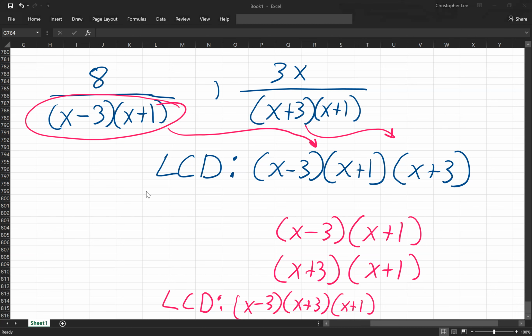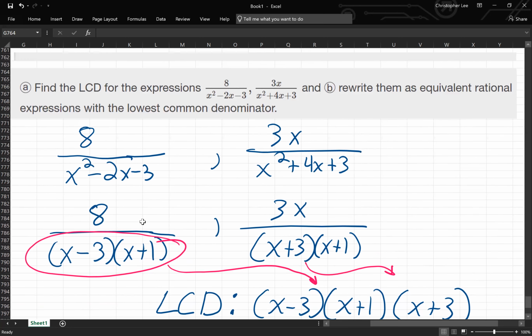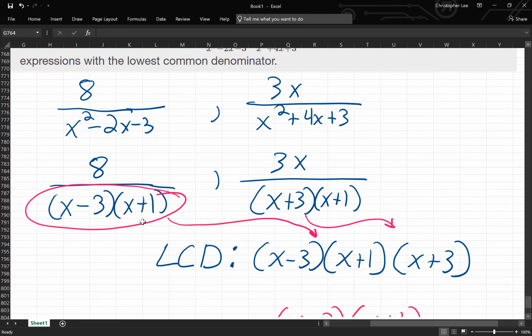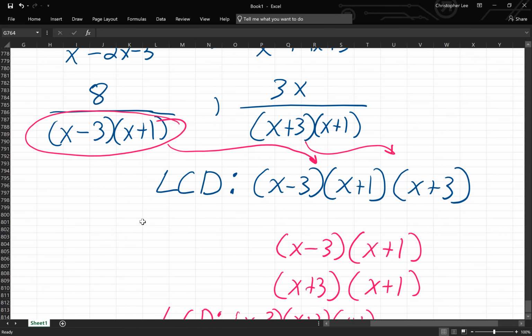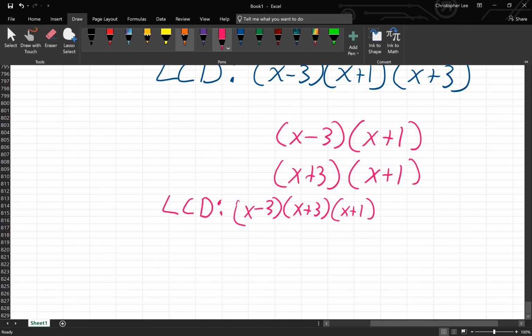No particular reason, just did it like that. Part B says: rewrite the equivalent rational expressions with the lowest common denominator. I'm going to change the color for this. I'm going to do this in orange.